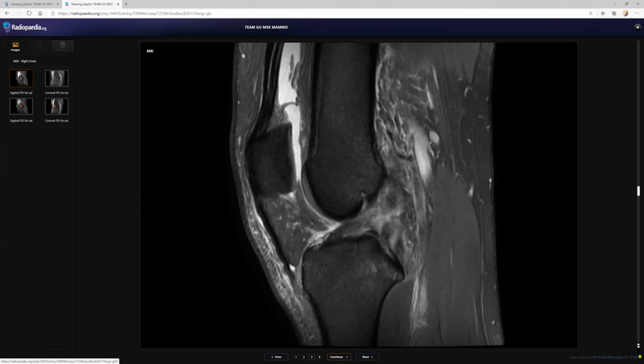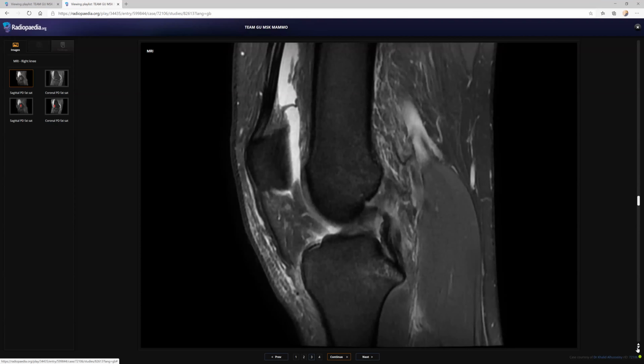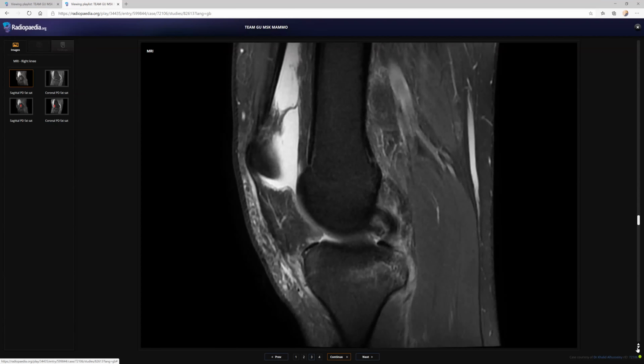Okay. Yeah, in which I can see there is a complete distortion of the ACL, and I want to look for any bucket handle tear of the medial meniscus. Okay, menisci are normal. Posterior cruciate ligament also appears normal.